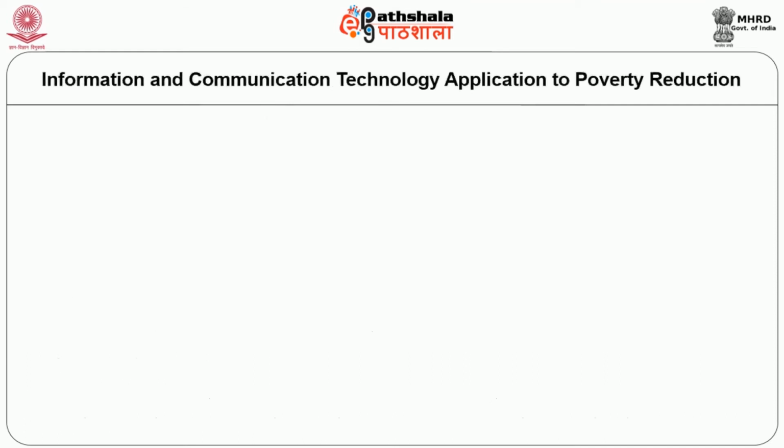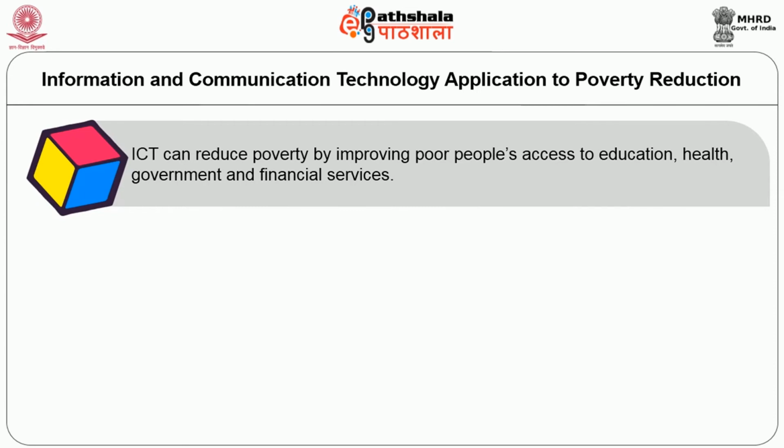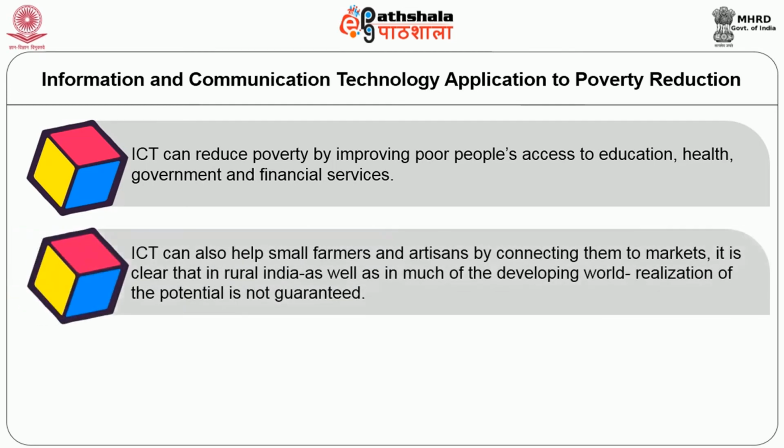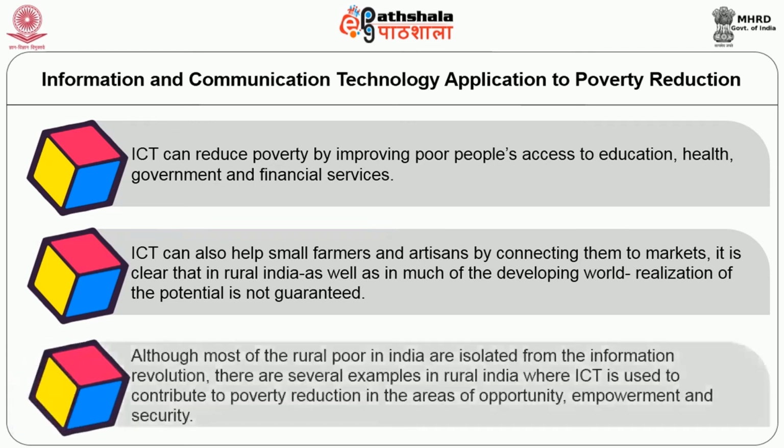Information and communication technology application to poverty reduction. ICT can reduce poverty by improving poor people's access to education, health, government and financial services. ICT can also help small farmers and artisans by connecting them to the market. It is clear that in rural India, as in much of the developing world, realization of the potential is not guaranteed. Although most of the rural poor in India are isolated from the information revolution, there are several examples in rural India where ICT is used to contribute to poverty reduction in the areas of opportunity, empowerment and security.